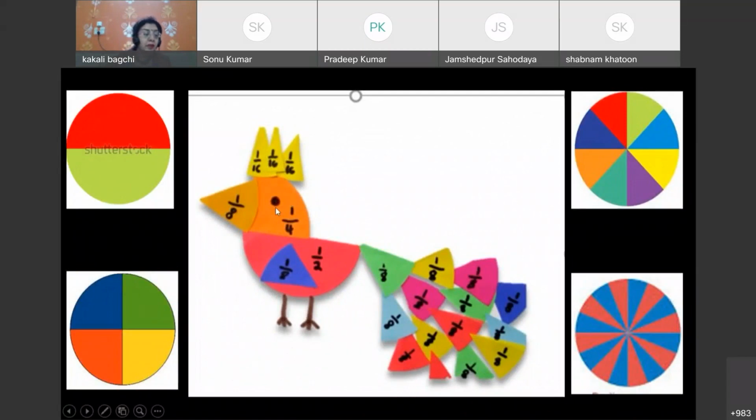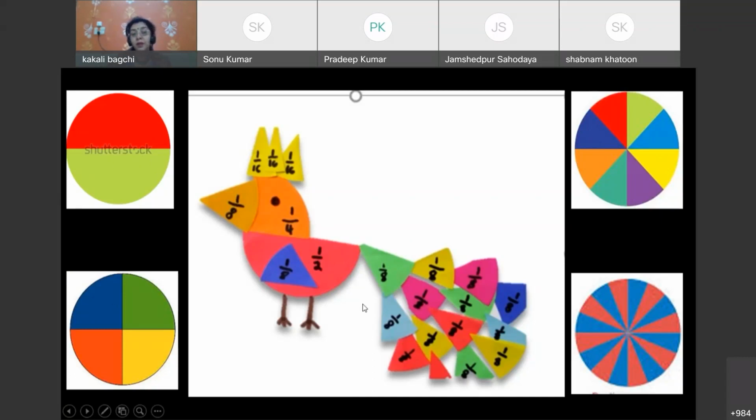What is the value of the head? Arrange the values in ascending order. What is the difference in the values of the body and the tail? Possible? Problem solving method. So by heuristic method, you have taught them half, 1/4, 1/8, 1/16.